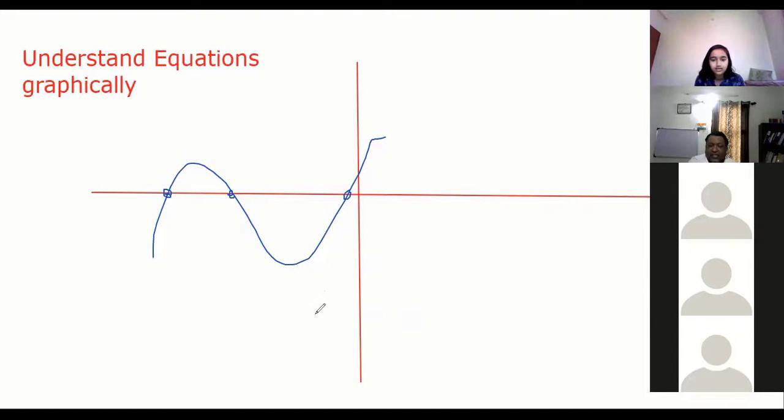Because we are writing the polynomial in x, guys, that is why it is cutting on the x-axis. अगर y में लिखोगे, z में लिखोगे, तो it will be different. Okay?